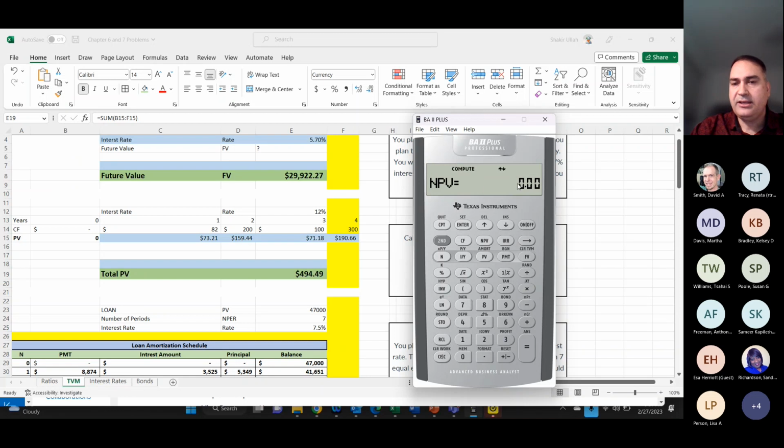I scroll down and it says the NPV is still 0. It has not computed, but it is giving me instructions. What I need to do is click the compute button so that it gives me the answer. When I click the compute button, it gives me the NPV as 494.49. And that is the same answer as I got over here. So just in case you want to find the present value of this stream of cash flows that is not the same amount, you can use your calculator or Excel. So that is how it works. Okay.